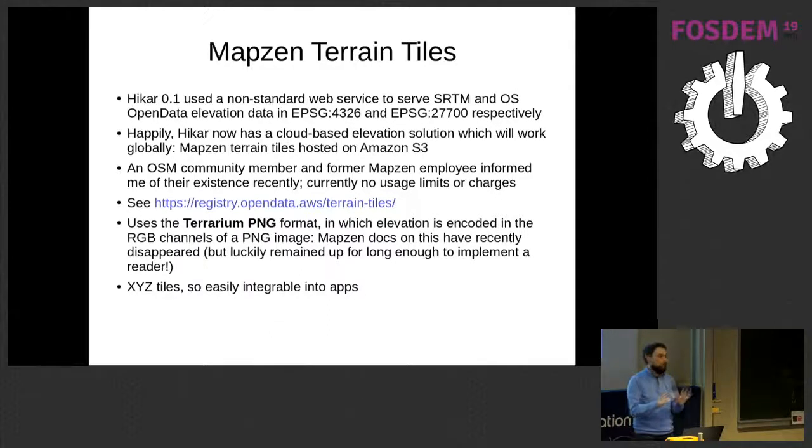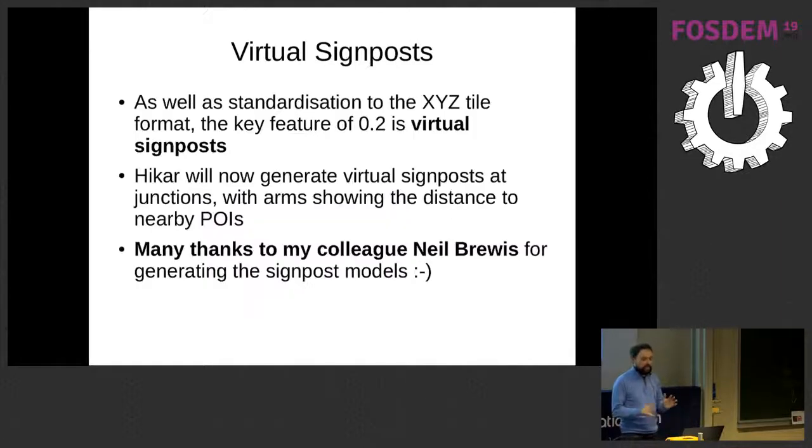And it's in the Terrarium PNG format, where elevation data is encoded in the RGB channels of the PNG image. So that's where I get my terrain from now, following a few earlier solutions, which I've now abandoned. So I'm all good with that. It was something that MapZen made, and then they put on a free Amazon cloud service. So that's all good.